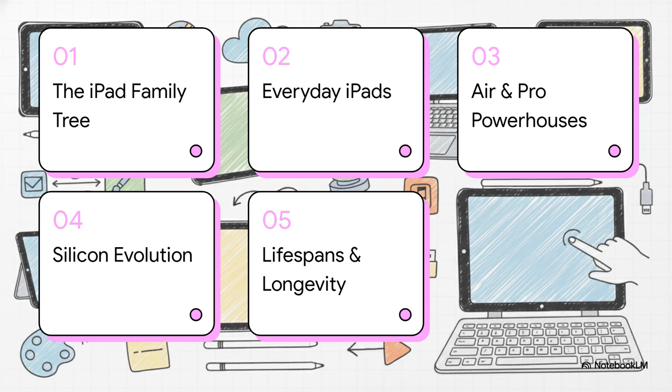Okay, let's dive straight into this. Here is our roadmap for today. First, the iPad family tree. Second, the accessible everyday iPads. Third, Air and Pro powerhouses. Fourth, the silicon brain evolution. And lastly, lifespans and OS longevity.